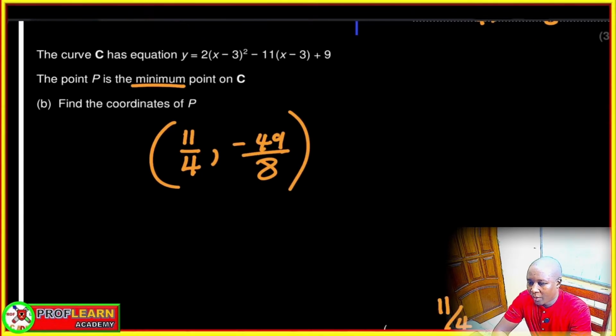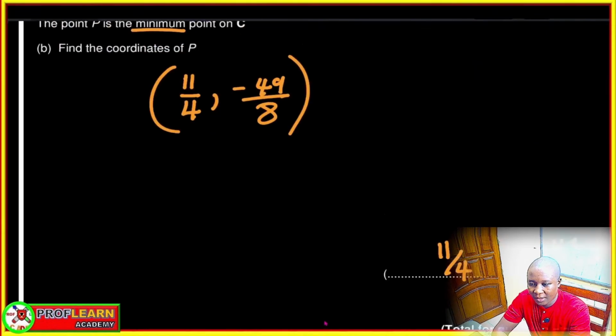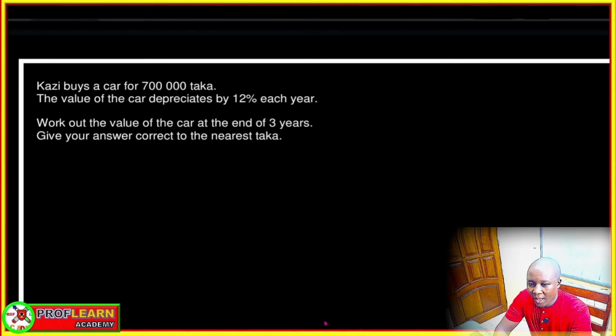All right, so we can move to the next question so that we can see what are the most important areas that you have to prepare as far as GCSE Edexcel is concerned. We have a question here whereby we are told that Kazi buys a car for a value of 700,000 taka. The value of the car depreciates by 12% each year. And we're supposed to work out the value of the car at the end of 3 years.